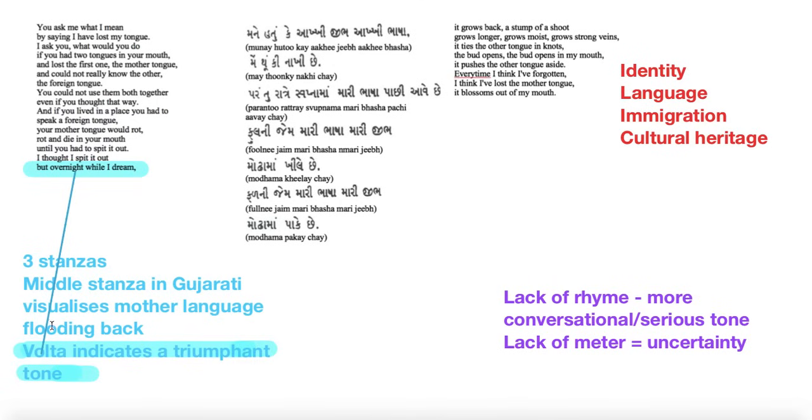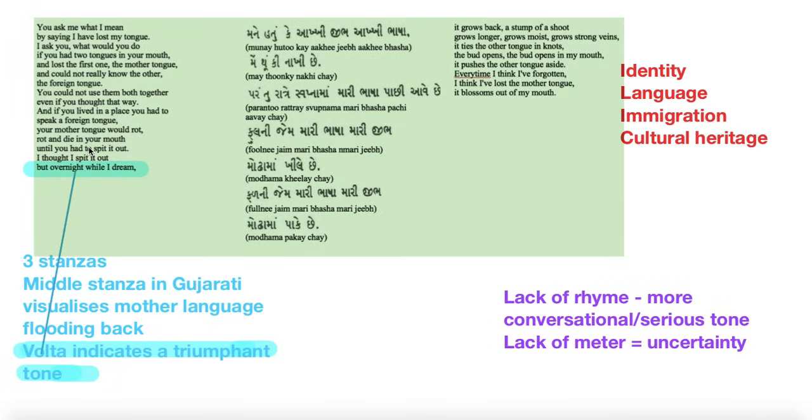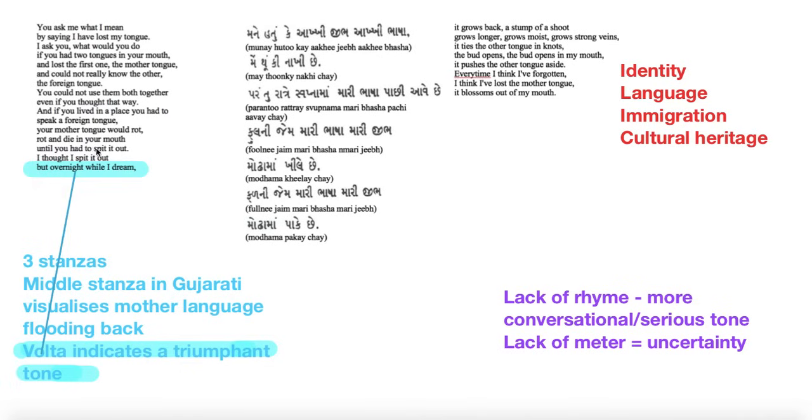You could call this a volta, which is a turning point, because here we have almost this defeated tone, with the repetition of spit it out, and the imagery of death, rot, rot and die. But overnight while I dream, so when she dreams it all changes, and then we lead on to the imagery in the latter stanza of floral imagery of life and growth. So that's where I would argue the turning point is.